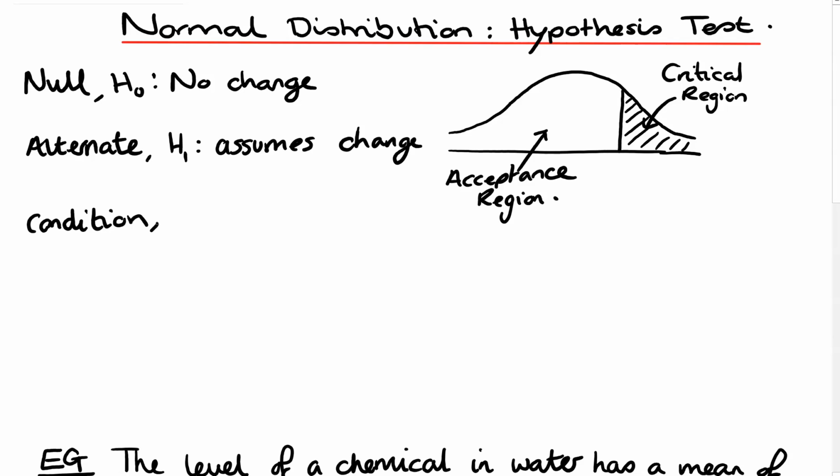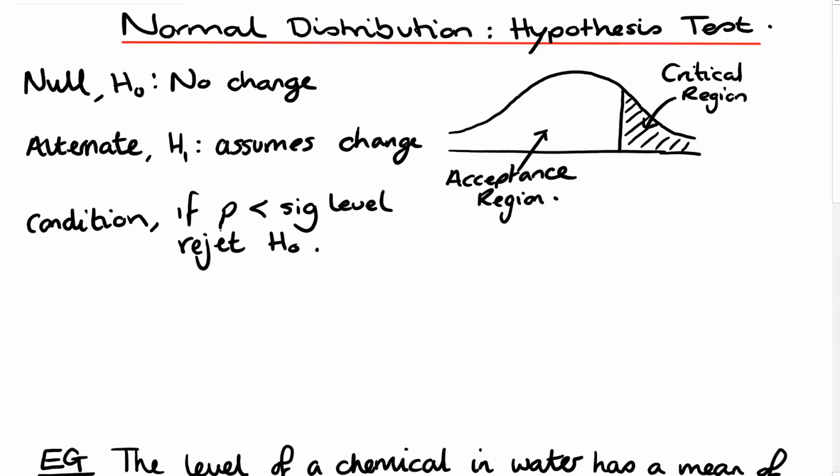And then the condition, by that I just mean when is it that you reject the null? So when is it that there is enough evidence to say that something has changed? There's two ways to go about these. You can work out the probability of a particular value being significant, which is its p-value. So if p is less than the significance level, reject H0.